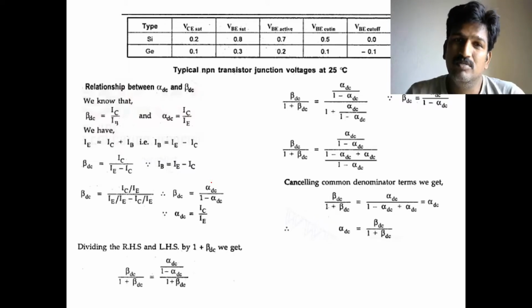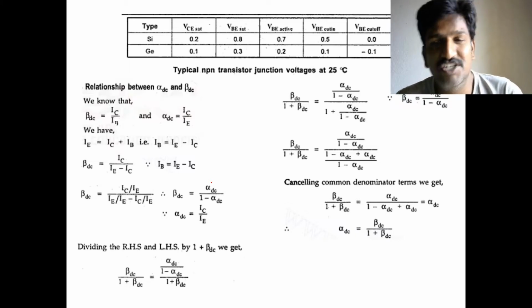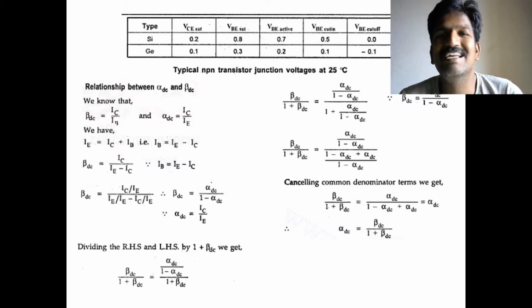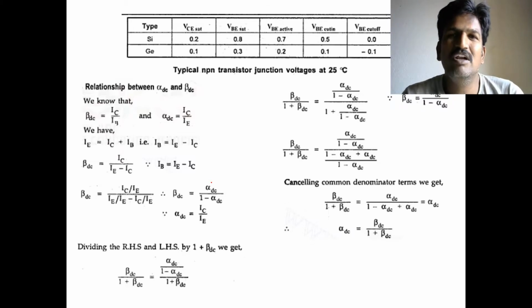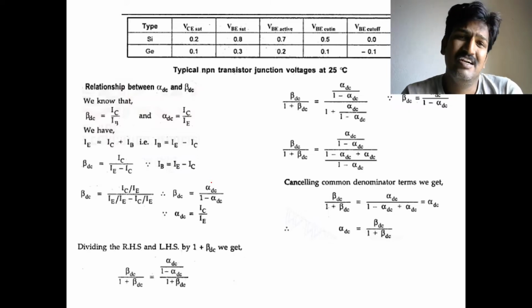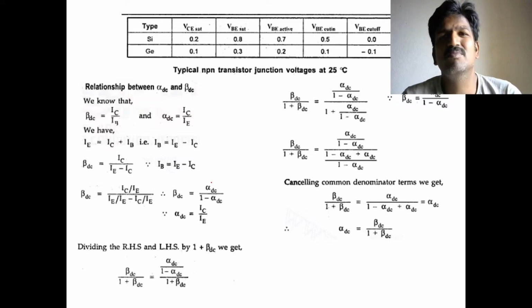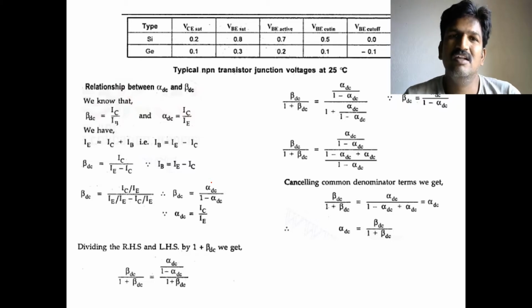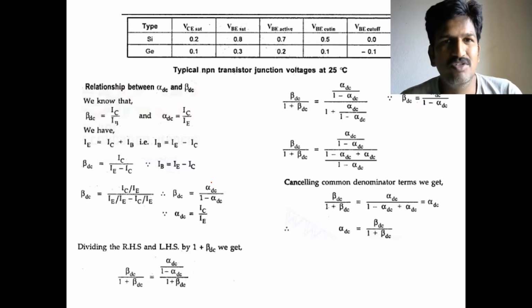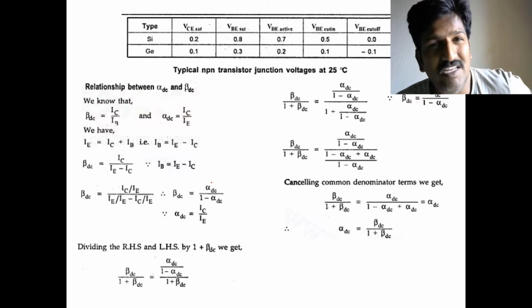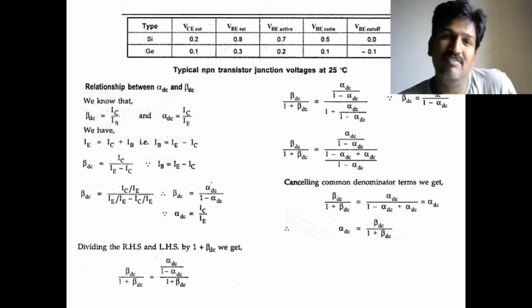We have to know about typical NPN transistor junction voltages at 25 degrees Celsius. Why should I mention 25 degrees Celsius? Semiconductor materials have properties that vary with temperature. These values are given according to the standard at 25 degrees Celsius only. A doubt may arise: is the value not retained for another temperature? Obviously, it is not going to be retained. It might be another value.